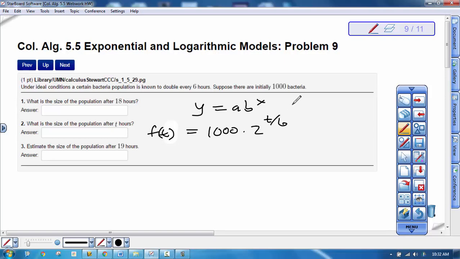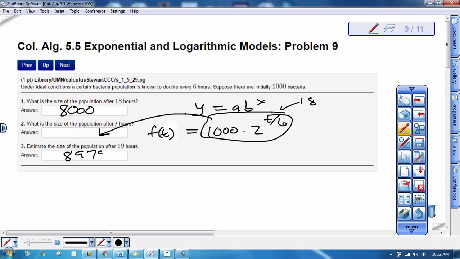And what's the size of the population after 18 hours? So we're going to plug in 18 here and solve this, which gives us 8,000. And the population after t hours, I'm just going to enter this in right here. And for the last one, 8,979.696 if you enter in 19 right there.